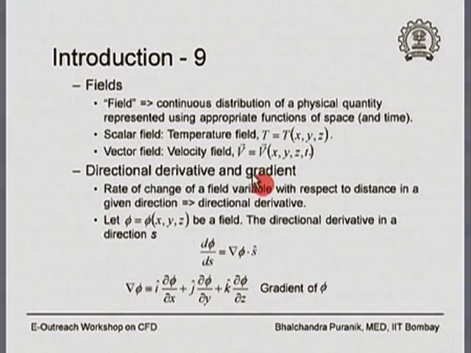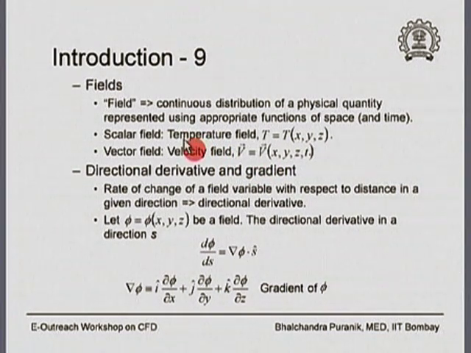Let's talk about the notion of a field. As a result of our continuum assumption, we will necessarily be dealing with what we call a field, and a field is nothing but a continuous distribution of a physical quantity such as pressure, density, temperature, etcetera, in space. It can be a function of time as well if you are dealing with unsteady flows, but typically we will talk about fields as continuous distributions of physical quantities such as temperature, velocity, etcetera.